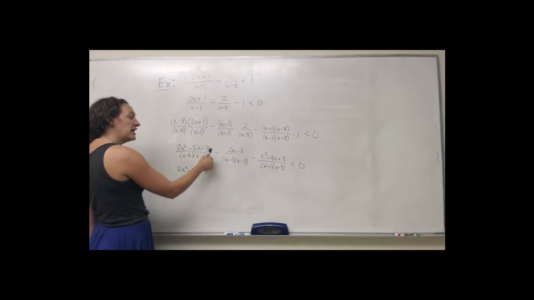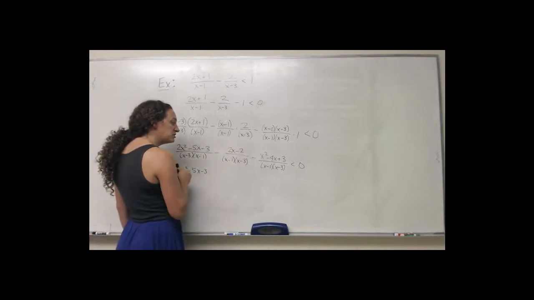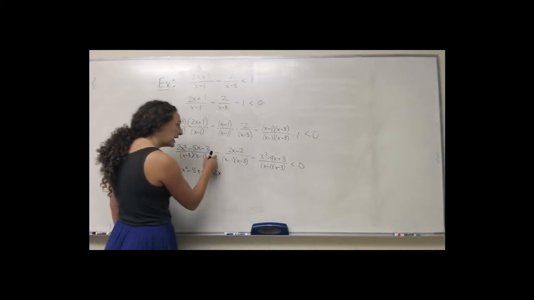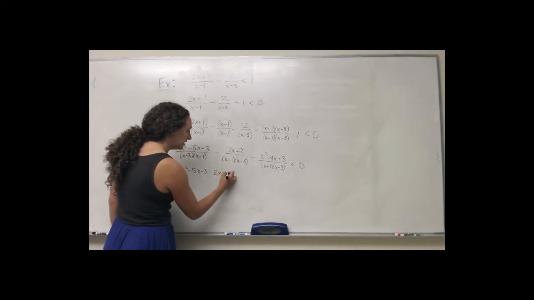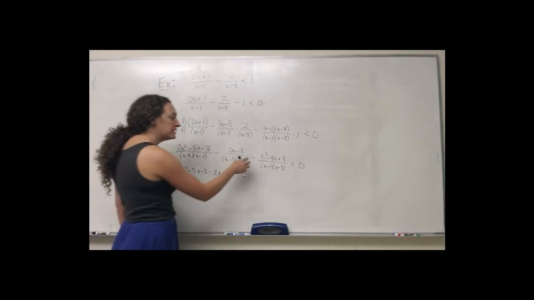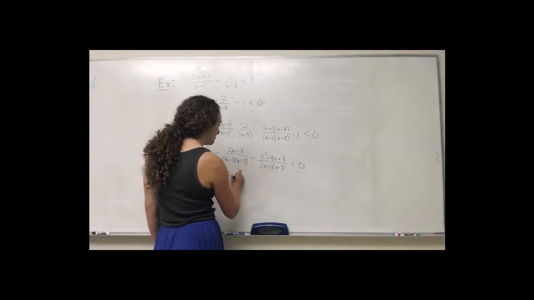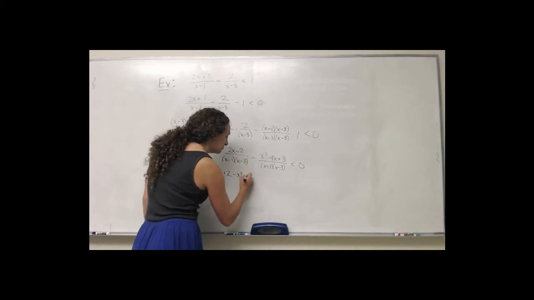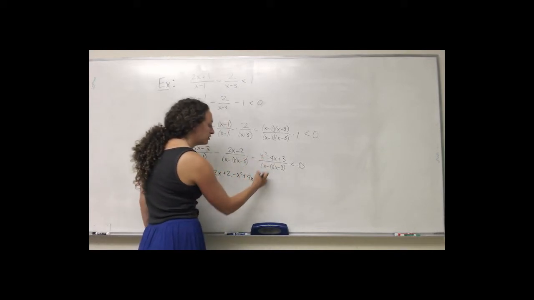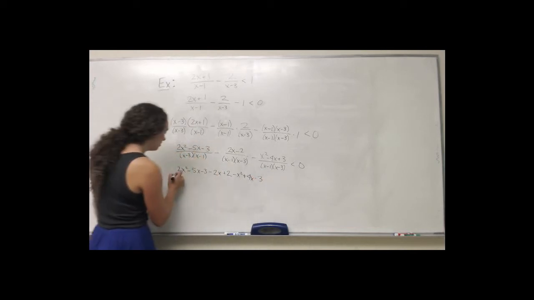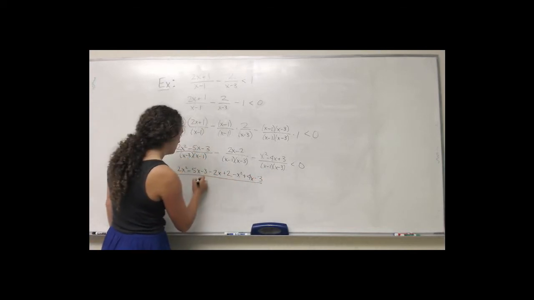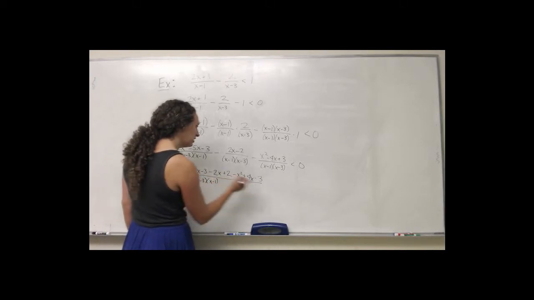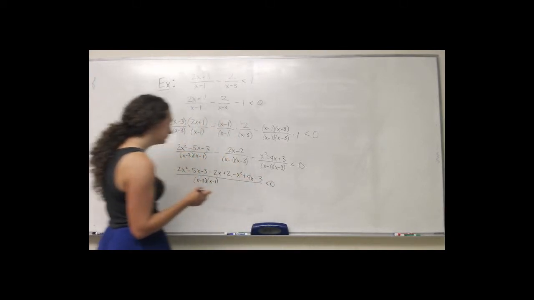Now this minus sign distributes between these two terms. So I get a minus 2x and then a minus 2, which is plus 2. And then this minus also distributes. So I get minus x squared, and then minus a minus 4x, which is plus 4x, and minus 3, all over (x minus 3)(x minus 1) is less than 0.